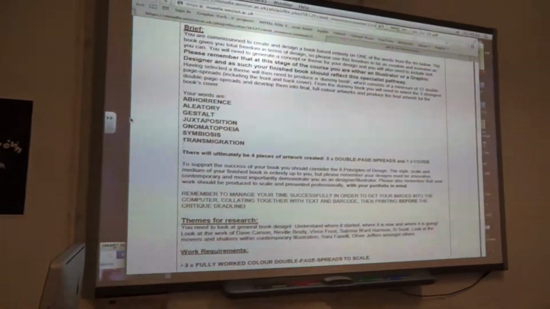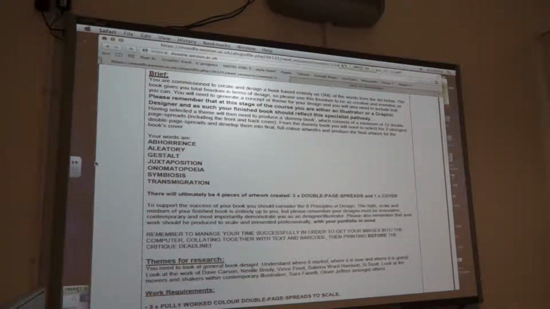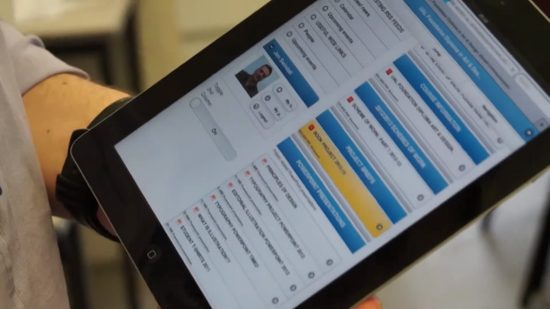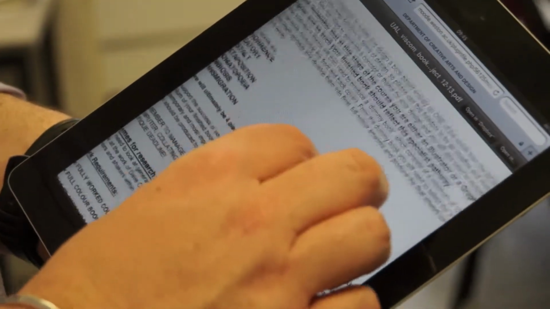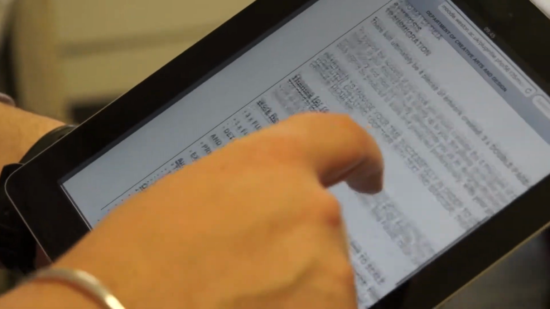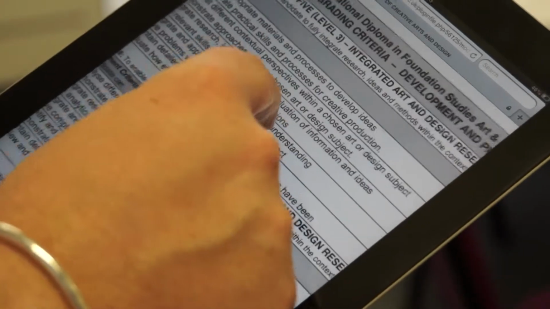We don't really hand out project briefs. It seems a bit of a waste of paper and time and effort, but they're all on Moodle, so having that ability to access them, focus right there and then with the individual students, and particularly talking about grading criteria, I mean, it's massively important to have that in the palm of your hand.